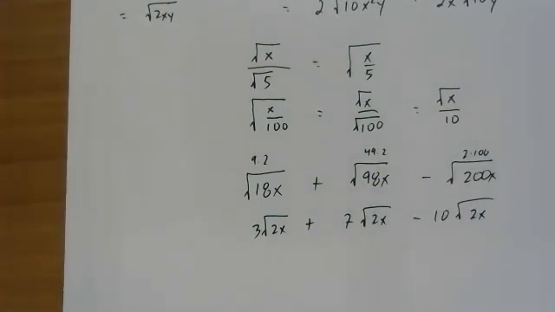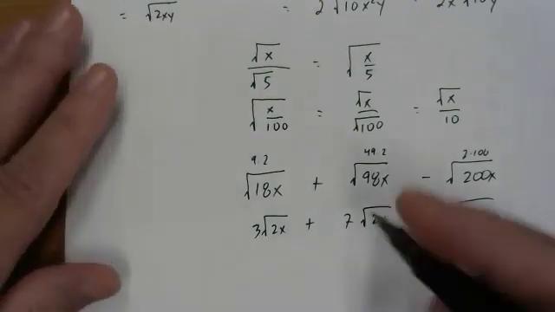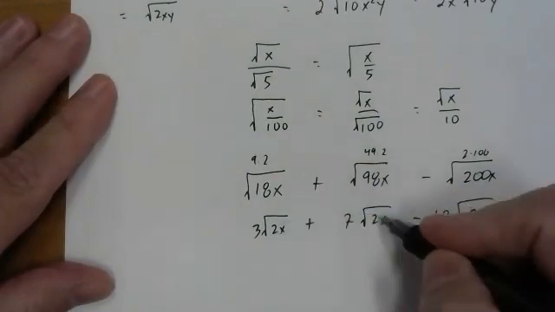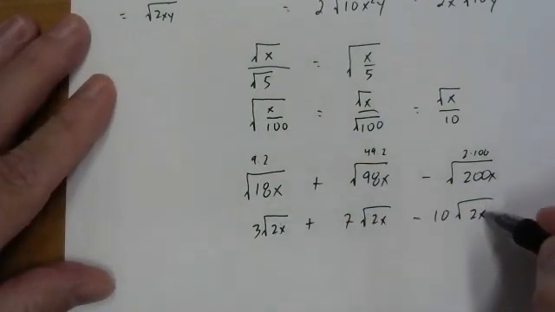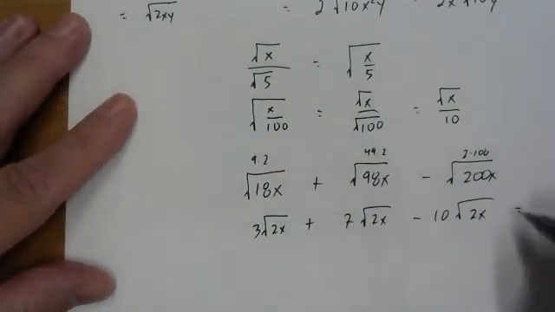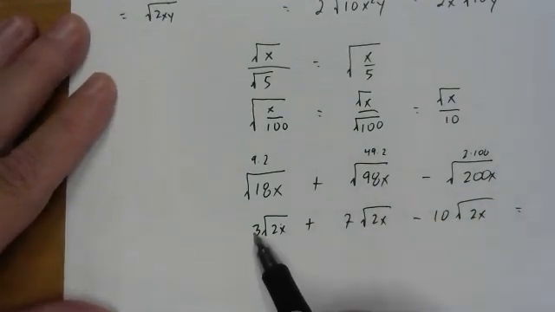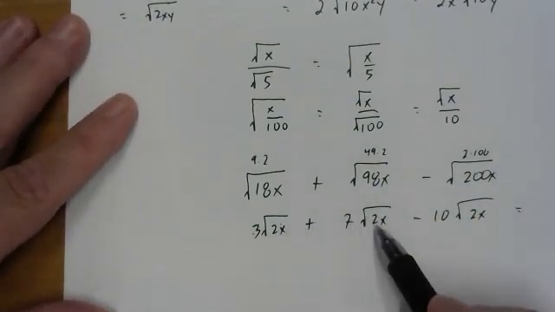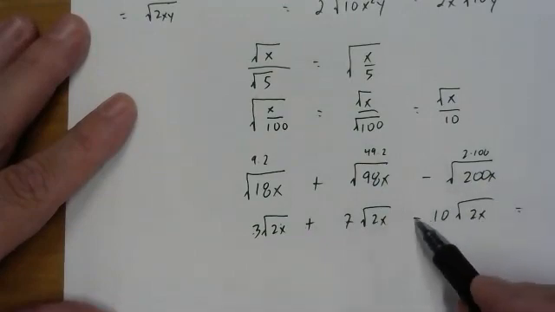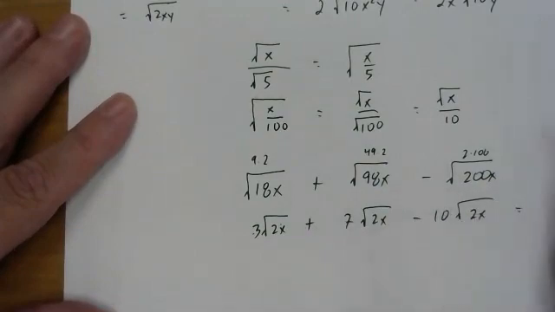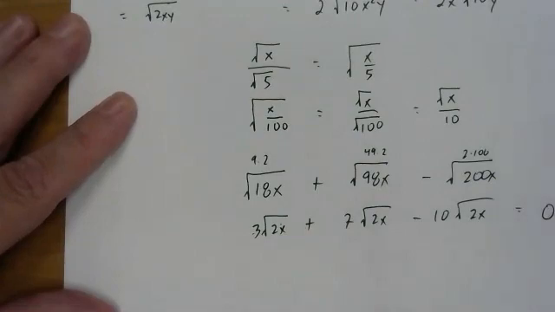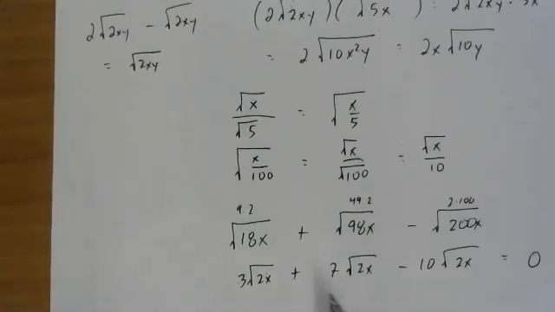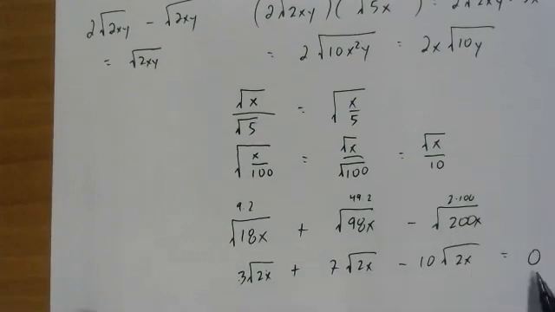So lo and behold, after I simplify each of the radicals, I have square root of 2x, square root of 2x, square root of 2x. I can actually combine all these. So 3 plus 7 is like 10 square root of 2x minus 10 square root of 2x. You might never have known it from the start, but when you add and subtract all these, it's actually 0.